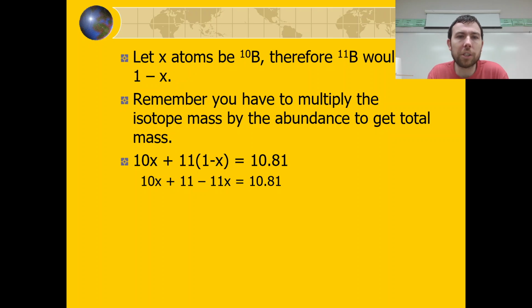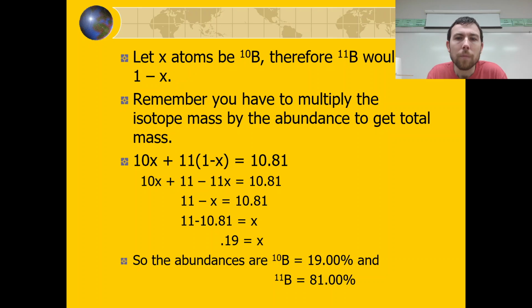Well, you go through and solve it. You get 10X plus 11 minus 11X equals 10.81. You get 11 minus X equals 10.81. 11 minus 10.81 equals X. X is 0.19. So the abundance for boron 10 would be 19%, and then boron 11 is at 81%.